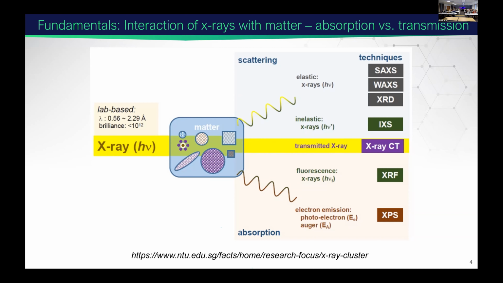scattering techniques. But for CT, what we are interested in is the transmitted part of the X-rays that is left over after some of them get absorbed, and we detect those transmitted X-rays by a detector behind the sample. And what determines the transmission is the X-ray attenuation of the materials. So basically in CT, we differentiate the components by the difference in their linear X-ray attenuation.